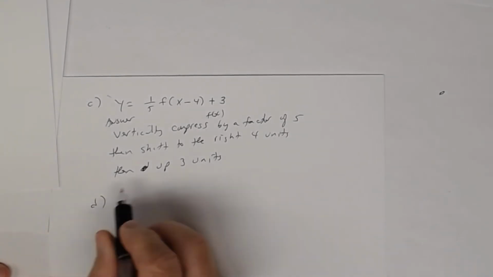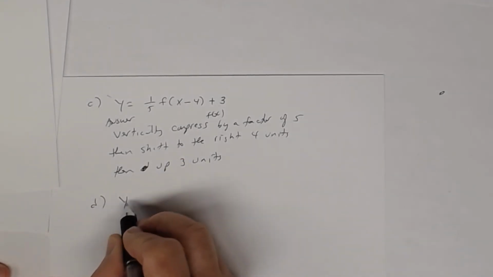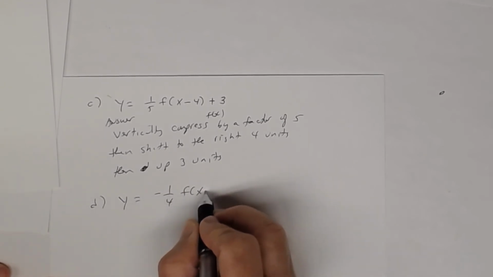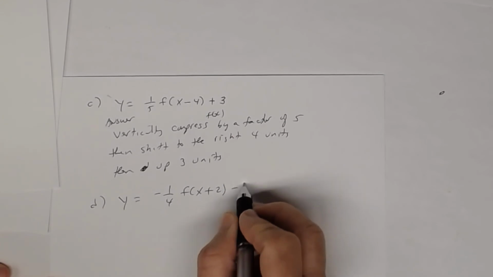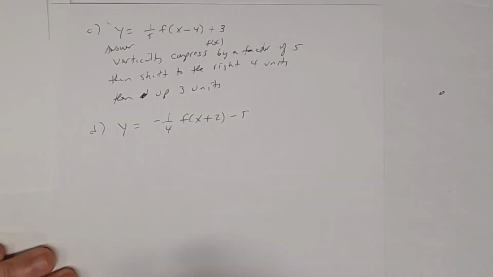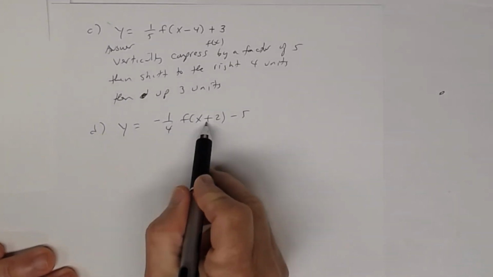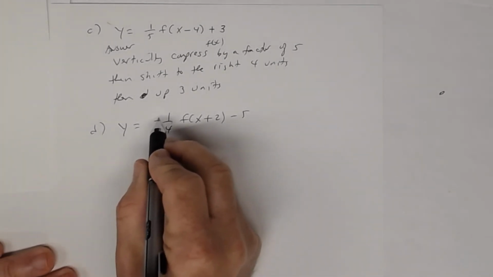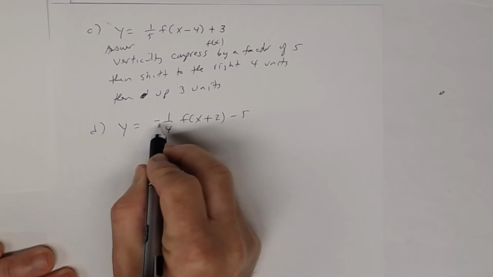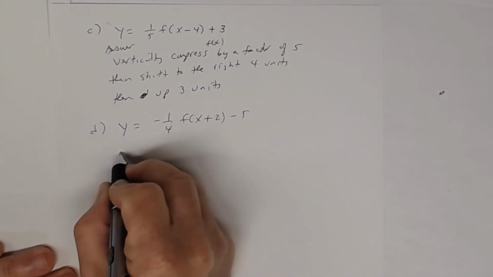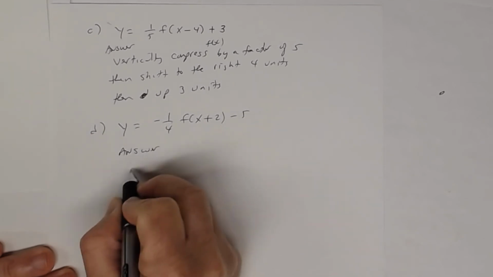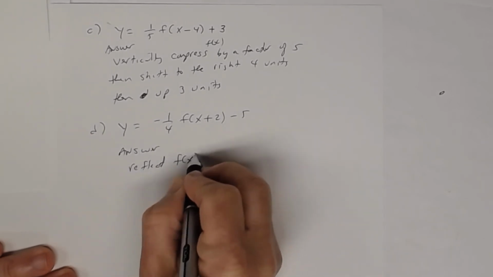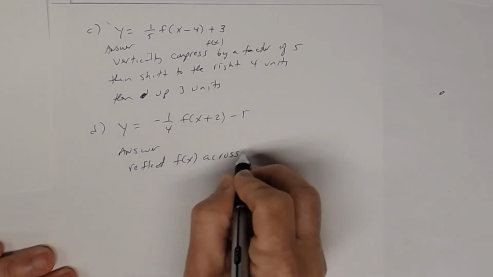All right, let's do one more so you can see what I'm saying. If I have y equals negative 1/4 f of x plus 2, let's say minus 5. So there are 1, 2, 3, 4 transformations. The first thing you're going to do is the vertical reflection. So you're going to reflect about the x-axis. So the answer: reflect f of x across the x-axis.